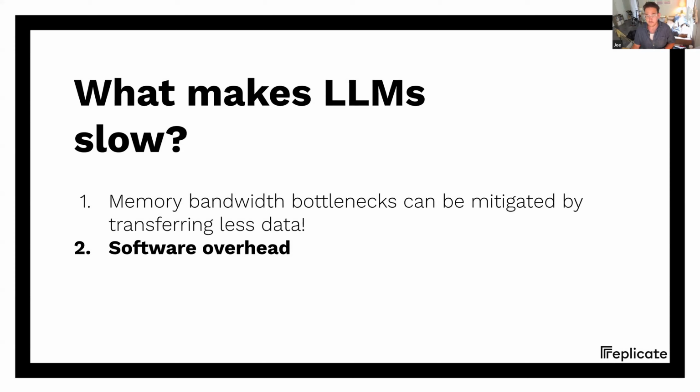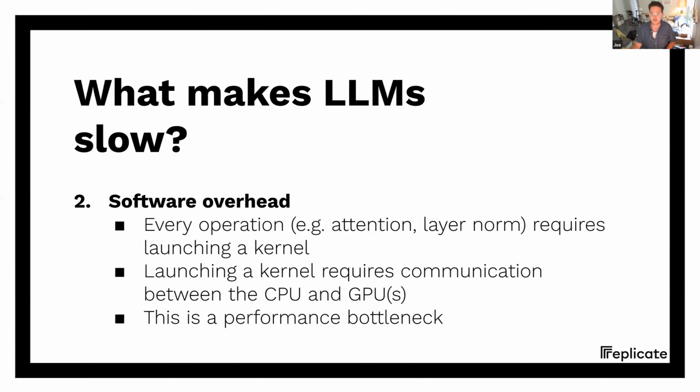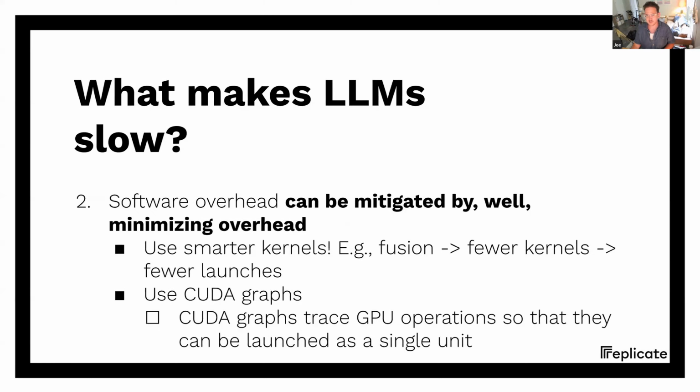The other main bottleneck for transformers is software overhead. Every operation, every kernel has to be launched, and this takes time, has to be scheduled, and this requires communication between CPU and GPU. This is another bottleneck. So the question is, how do we minimize overhead? It turns out that smarter kernels are also a great way to do this. Using fused kernels means that you have fewer kernels and then fewer kernel launches. So kernel fusion, again, is really important.